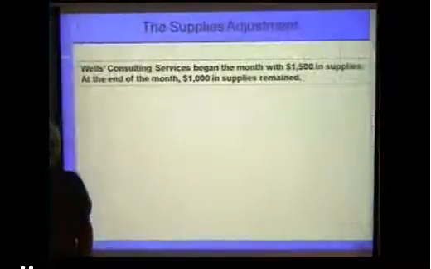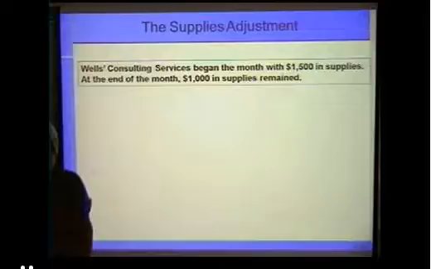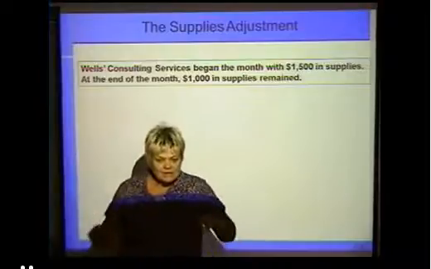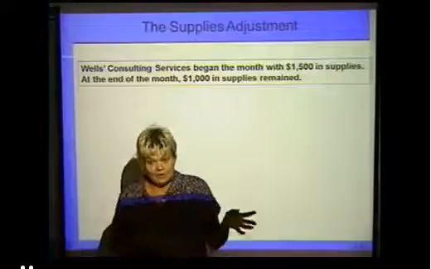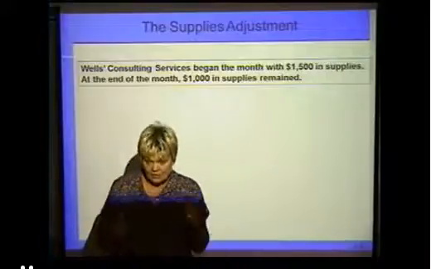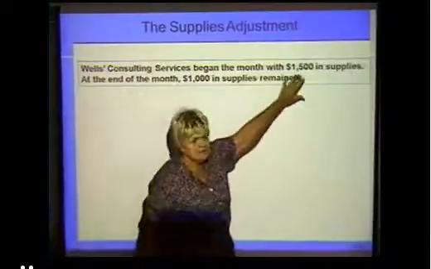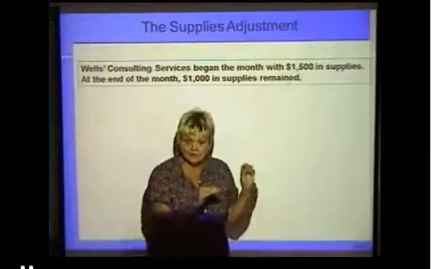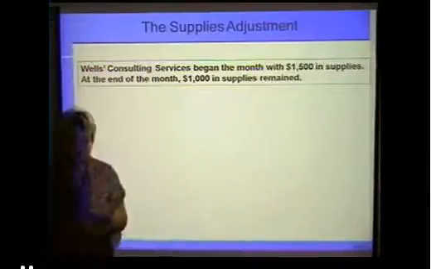So, let's look at the adjustments. Supplies. We started at the beginning of the month with $1,500 in supplies. And what we do is we either have a place where they sign them out as they take supplies and keep up with everybody's balance of what's left, or we go in there and count. Do an inventory, see what's in there. So if we have $1,500 at the beginning of the month, and at the end of the month we go count, we've got $1,000.